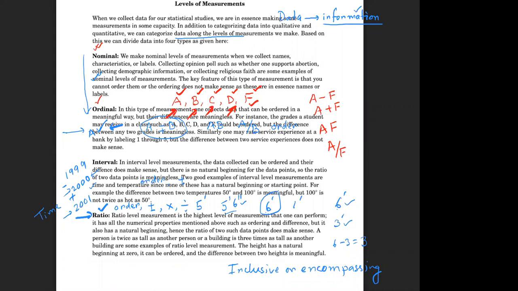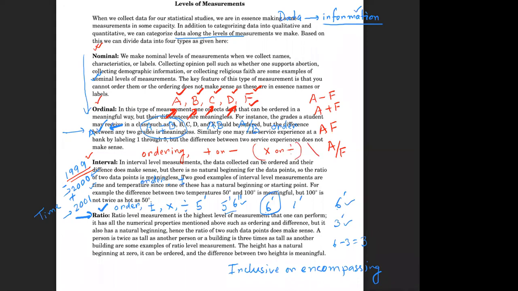Now, next is the interval type. What is the interval data? Basically, you are collecting data at a level where not only can you do ordering, but also you can add or subtract. It makes sense. However, you cannot multiply or divide.